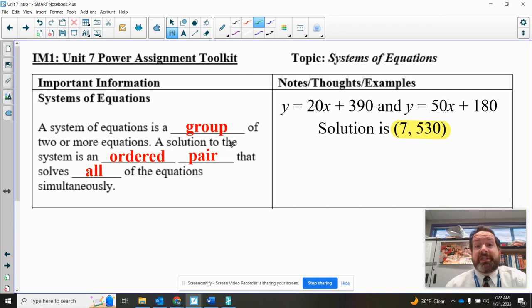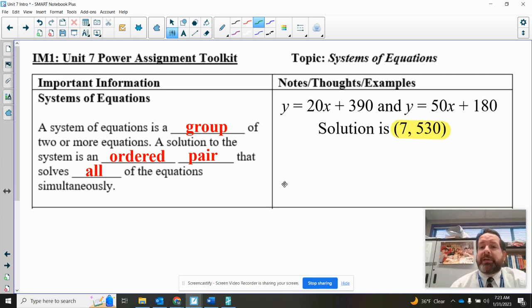The solution to the system is an ordered pair. So it is a list of 2 numbers. In our example, for the 2 equations we dealt with, the ordered pair was 7, 530, because after 7 months, they had saved $530. And that ordered pair has to solve all of the equations at the same time. To solve an equation means to make the equation true.